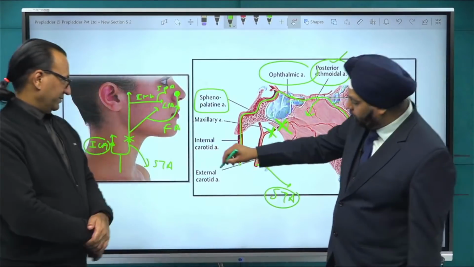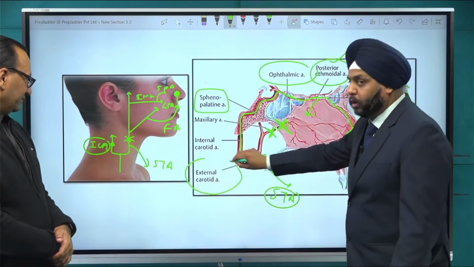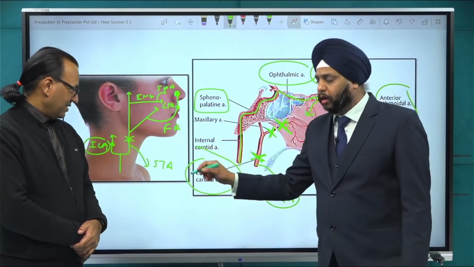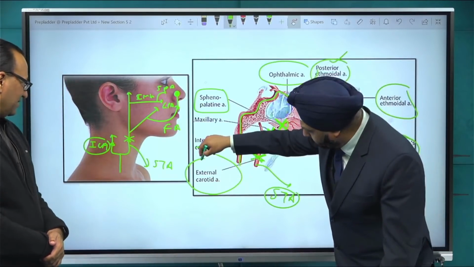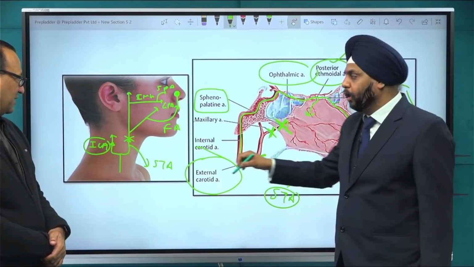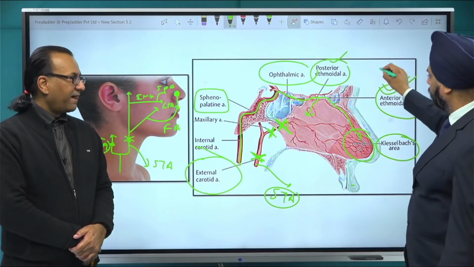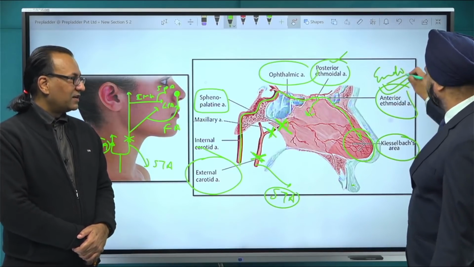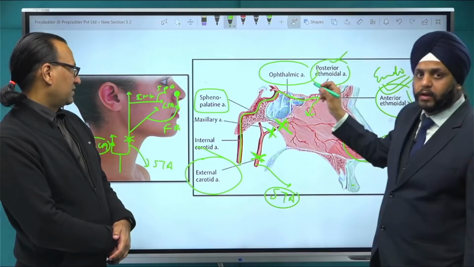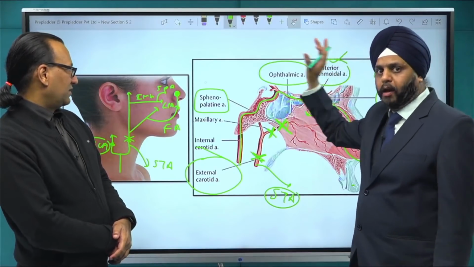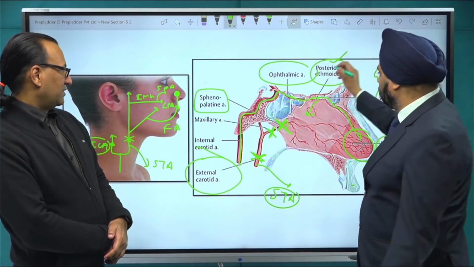And sometimes even if this measure does not control the bleeding, if there is a tumor like a JNA and we have controlled this ECA and still there is a bleeding, that means it is coming from the anterior ethmoidal artery. So we can go for an endoscopic ligation of the anterior ethmoidal artery. Posterior ethmoidal artery is generally very small. If you put a pack over it overnight, this will not give any bleeding.